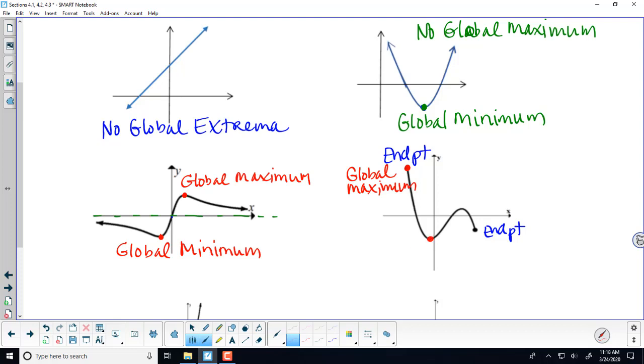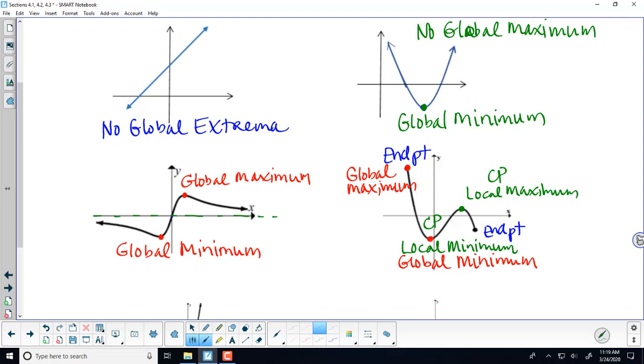Okay, where is the absolutely lowest point on the graph? Down here. Let's write this down. This is a local minimum. It's also a critical point, right? Horizontal tangent line. And it is a global minimum as well. Okay. This point here is a local maximum and a critical point. But it is not a global max or min. And this endpoint here is neither.